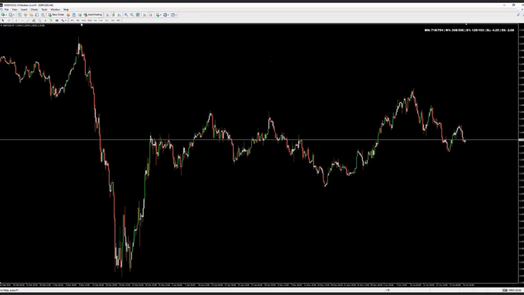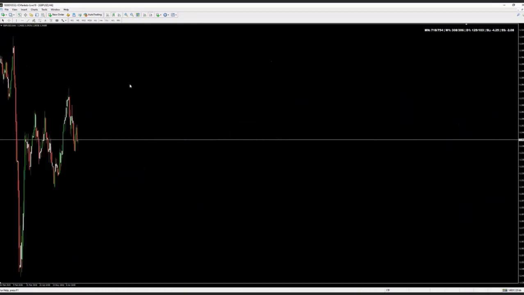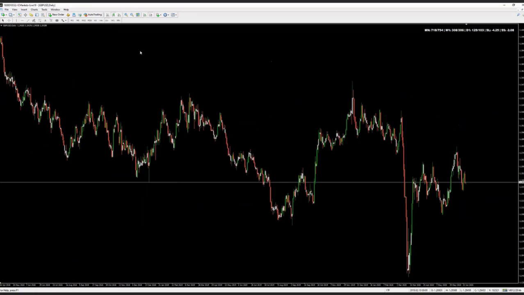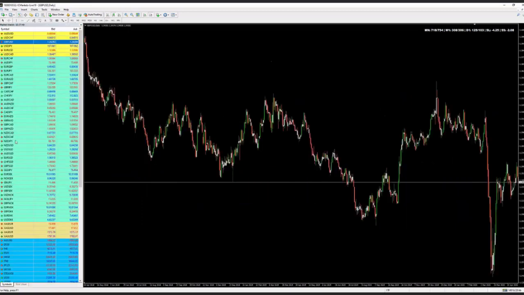Let's try and find something else. We can have a look maybe on the daily chart. Actually, that's not a pretty chart, is it? Let's just try and find something else. Maybe, I don't know, the Kiwi American dollar.